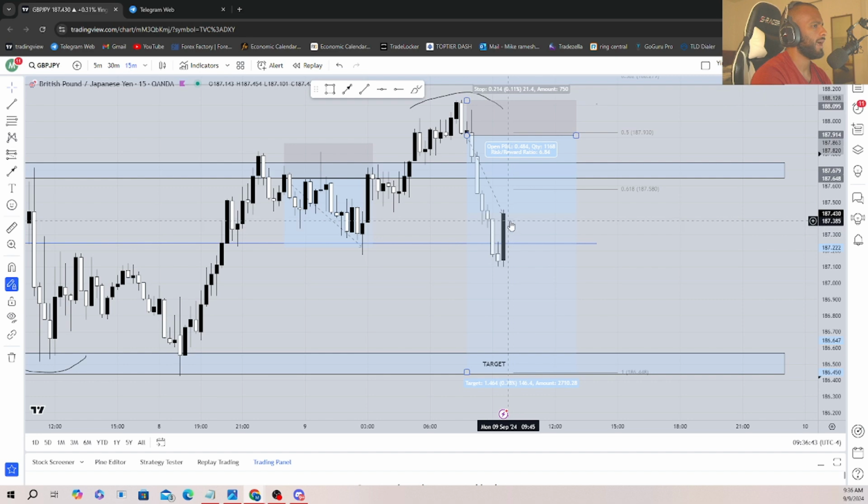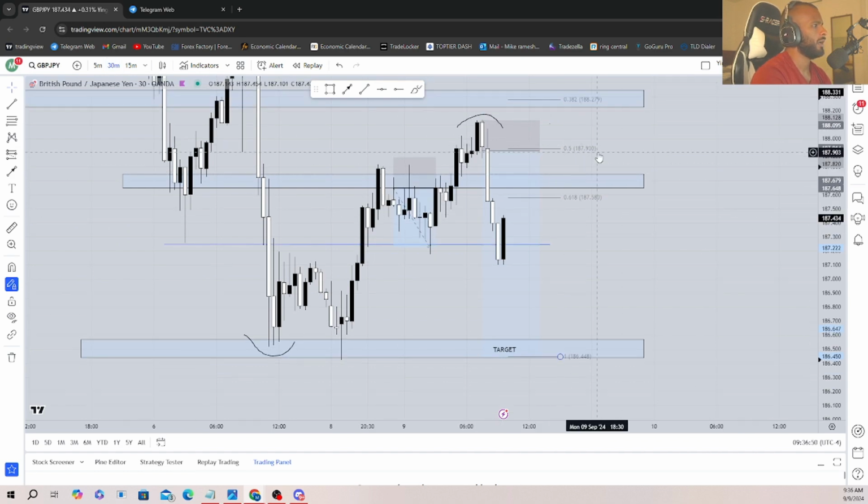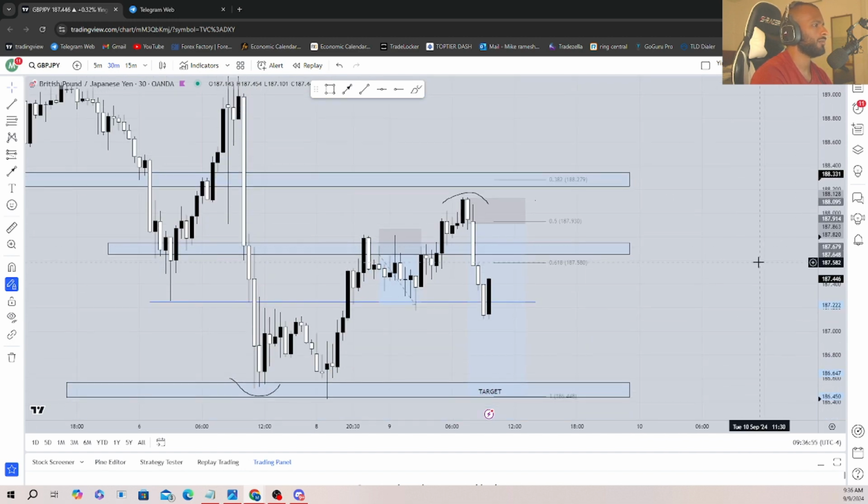Price is pulling back a little bit right now. It actually just pulled back about 30 pips. So it pulled back 30 pips to the upside. My stop loss is at break even once again.